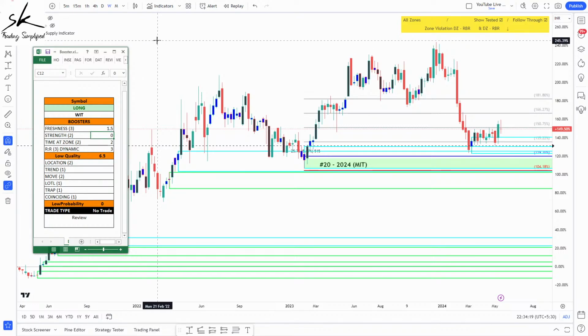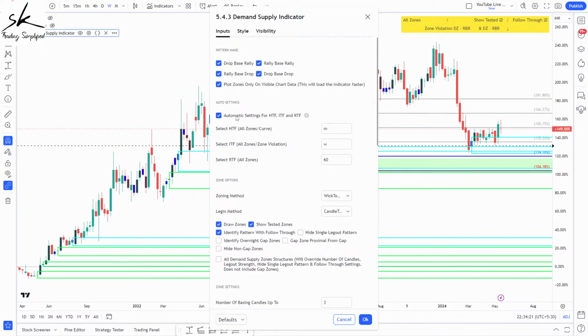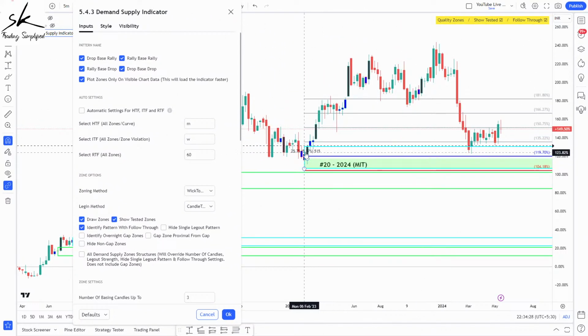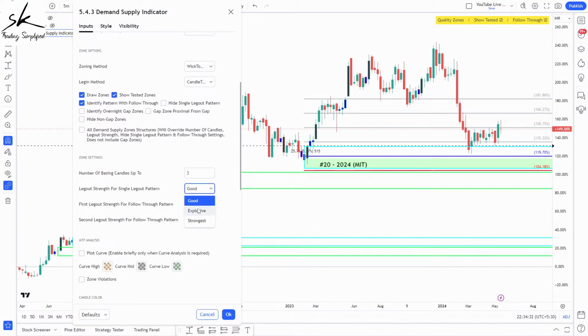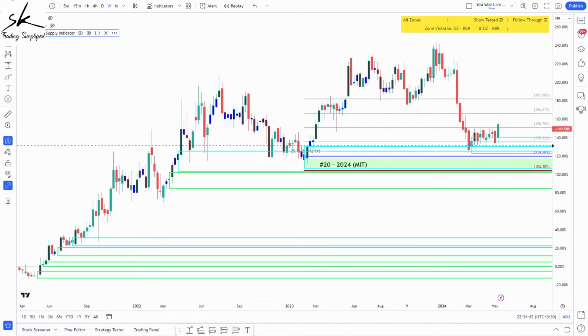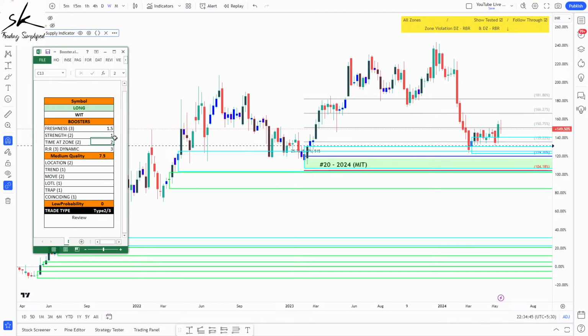But if you talk about the strength here, if I change this so that I don't want automatic settings and I only want quality zones, then you can see that based on quality zones, this zone is getting identified for me. So now I know for a fact that this is a quality zone. Let's check whether it is an explosive candle. So it's not an explosive candle, but we do have a good move. So a good move can definitely get a score of 1. So this can be upgraded to a score of 1. Rest of them were already having the highest score, so I will not be making any modifications to it.